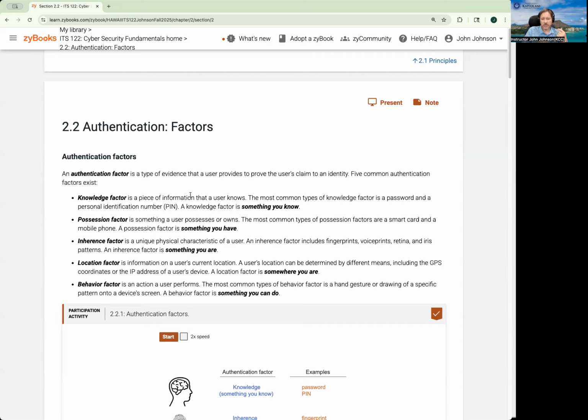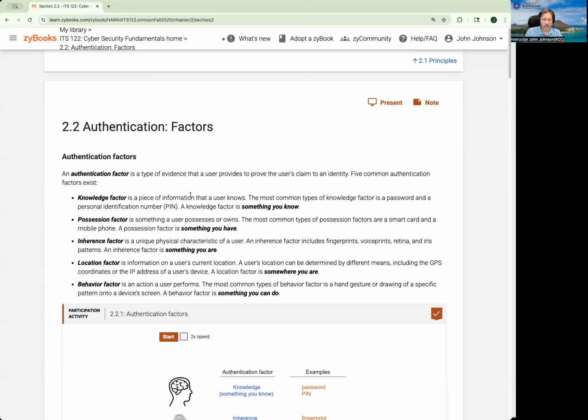The other thing is possession factor, and that's something you have. So this is going to be something that the user possesses or owns, and it's going to be something like a smart card or maybe a mobile phone. So if you've ever gone to a bank account and tried to log in and they said, hey, we're going to send you a text message, so you get the key code in your text message and then you plug that in and yay, you're into your account.